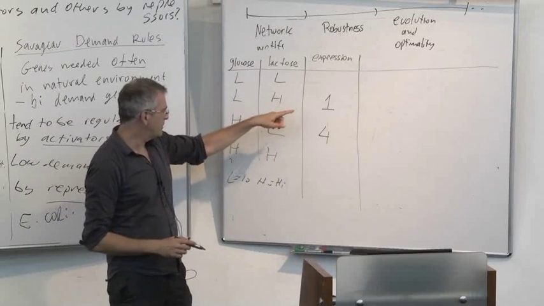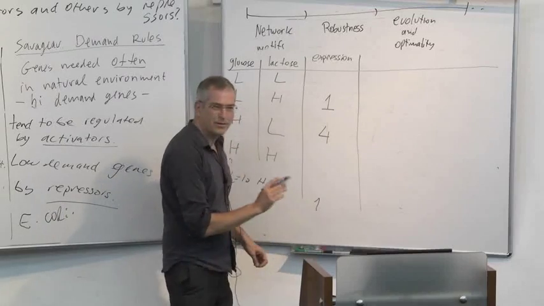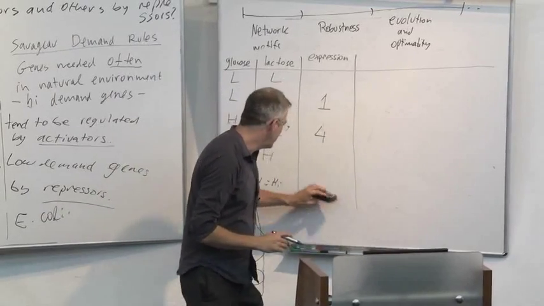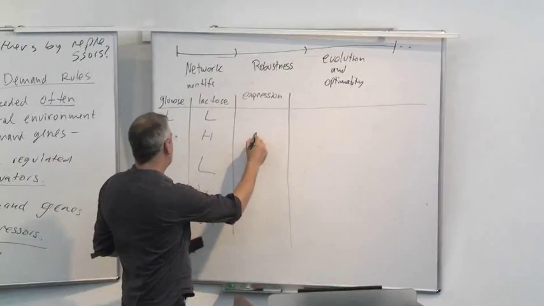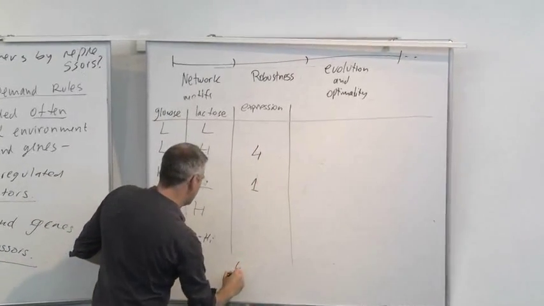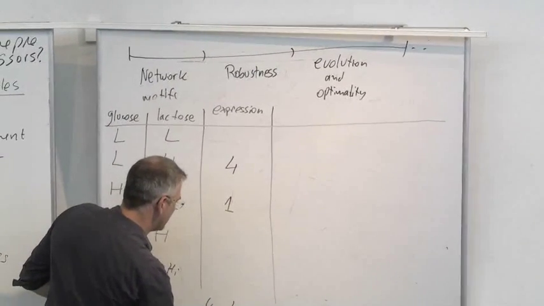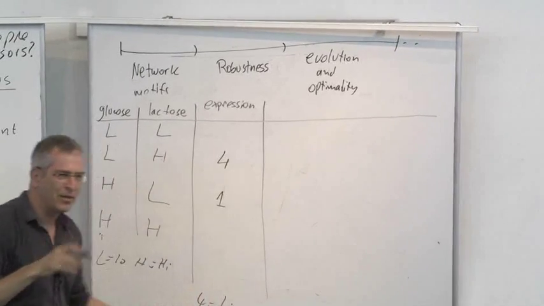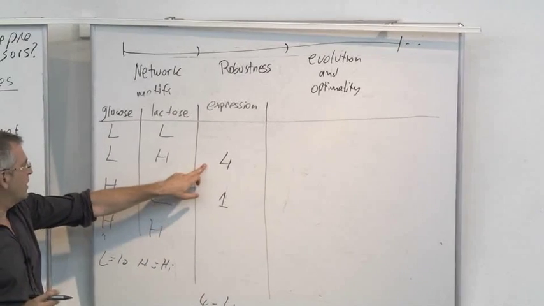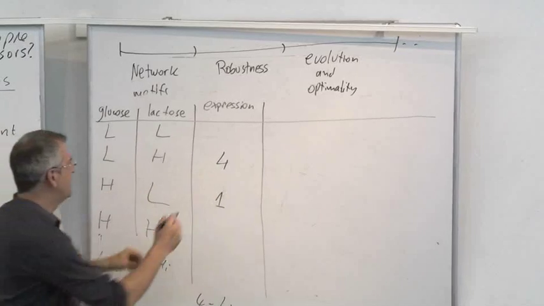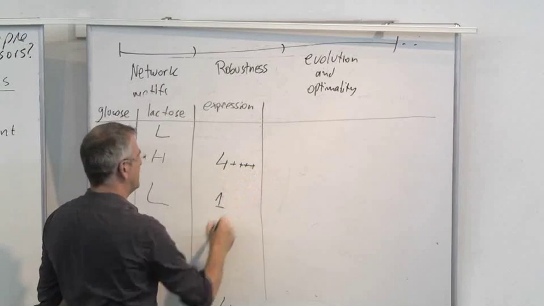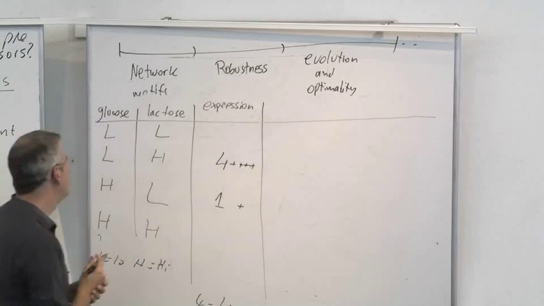Does that make sense that 1 is the highest? No? Should I make it different? Okay, I'm going to drive you crazy. So this 4 and this 1. So 4 is the highest expression level. I wanted to rank them, like 4 is the highest expression level, right? Plus, plus, plus, plus.